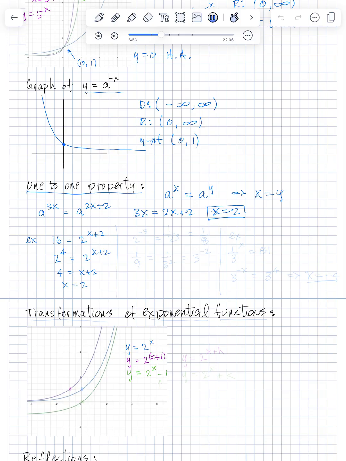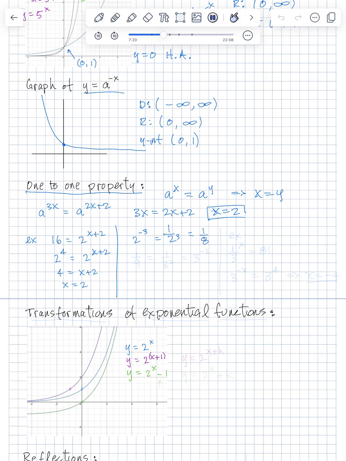So another example, let's say we had 2 to the negative 3. Well, we know that that's the same as 1 over 2 to the positive 3, which is equal to 1 over 8.